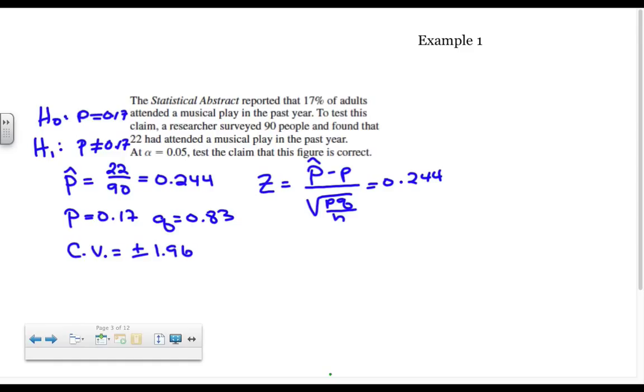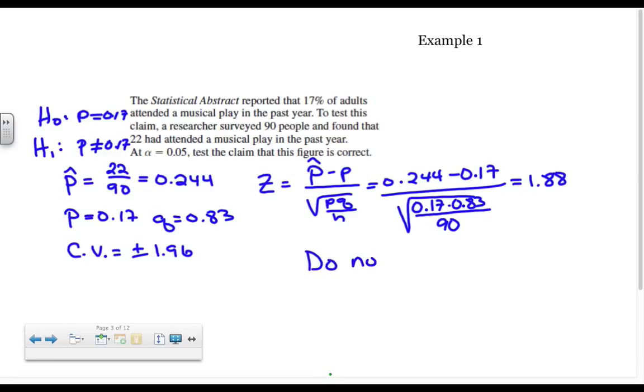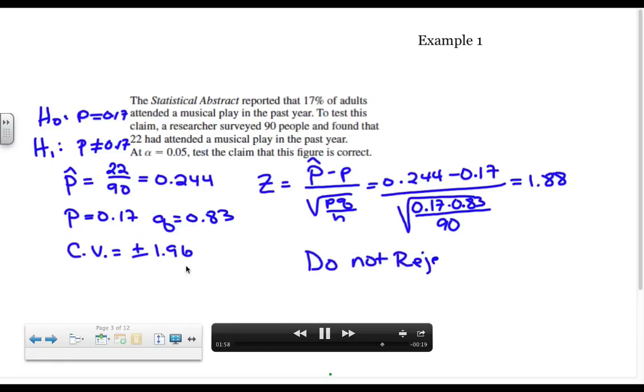That equals 0.244 minus 0.17 over the square root of 0.17 times 0.83 over 90. Plug those all into my calculator, I get 1.88. That is not in my critical value range. I have to be bigger than 1.96 or less than negative 1.96, so I cannot reject. So the 0.244 is not statistically different than 0.17, so I cannot reject.